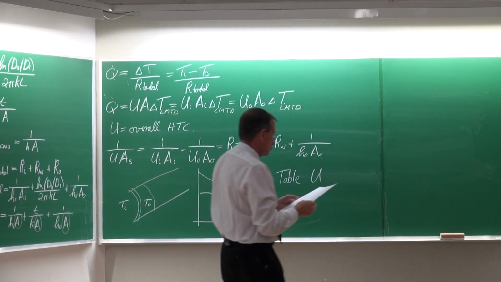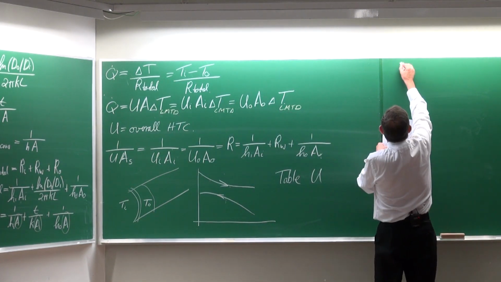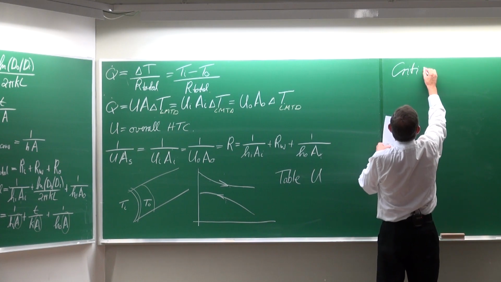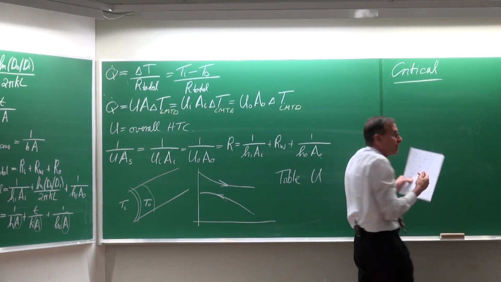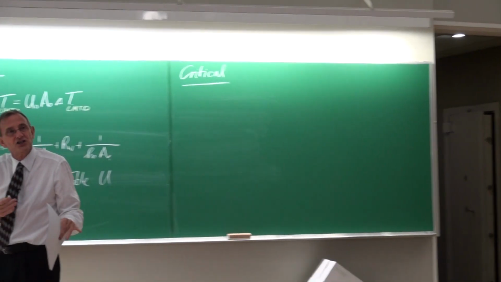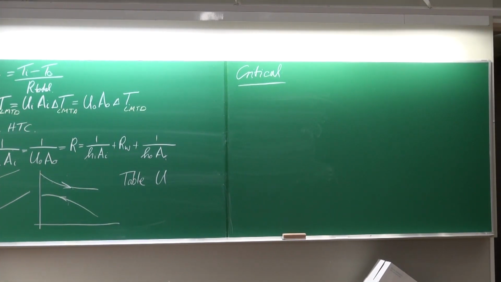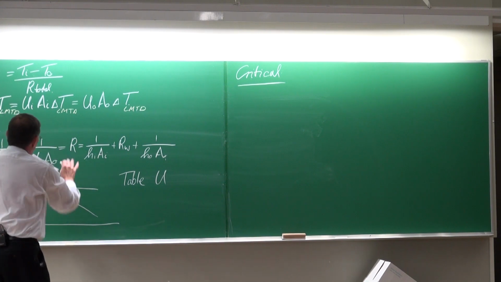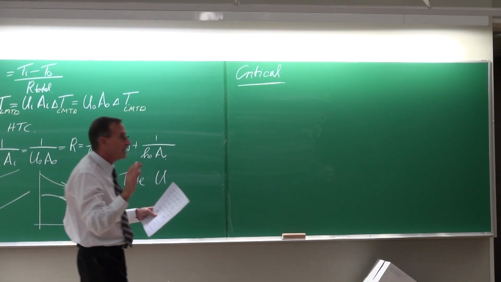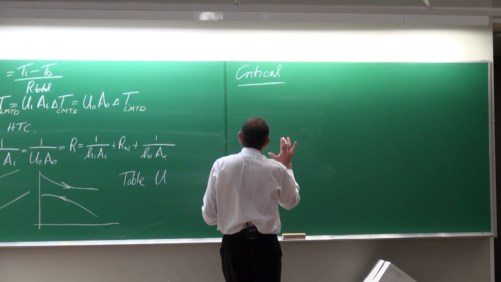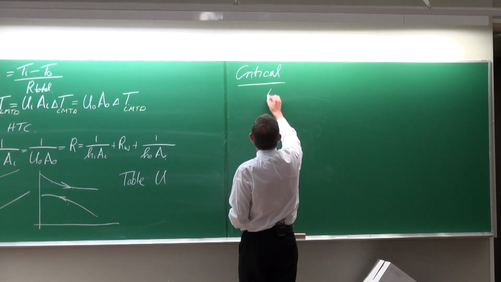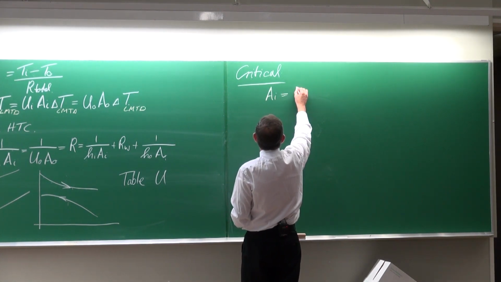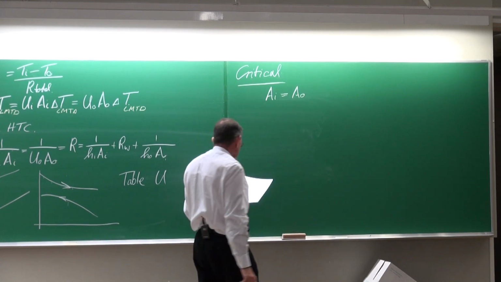However, I want to warn you not to be like a parrot and just go through the process and do all the calculations. The most important part of designing heat exchangers is to be very critical when you look at all this. And when I say all this, I mean things like, is the inside area equal to the outside area?